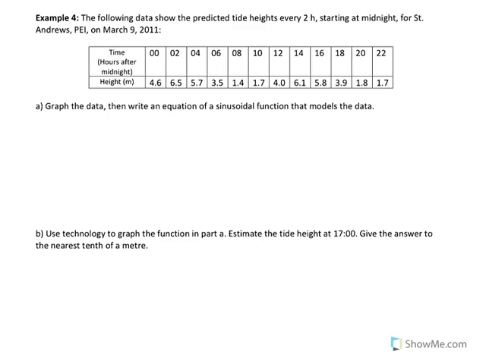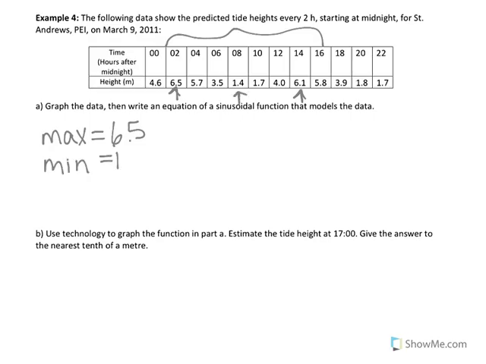The following is data from the tide heights every 2 hours starting at St. Andrews PEI in March of 2011. Okay, so I'm going to look at this data, and I'm noticing that I hit 6.5, which looks like a maximum, and then I'm hitting another maximum. So I'm going to use that for my data. So max to max, which is 1 period length. So I'm going to say that my max is 6.5, which means then that my minimum is this smallest number, so my minimum is 1.4.